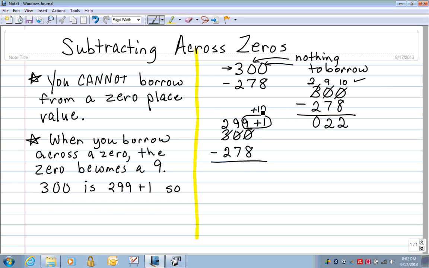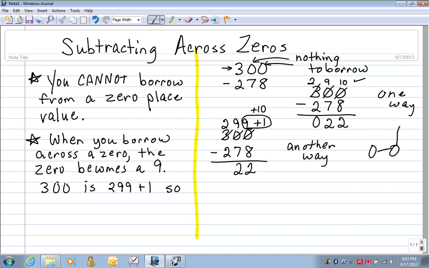Same subtraction. 10 minus 8 is 2. 9 minus 7 is 2. 2 minus 2 is 0. So we're left with 22. Okay? This is one way to think of it. This is another way to think of it. And this is what you call multiple perspectives.